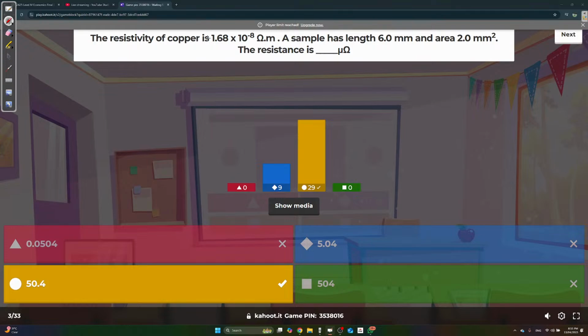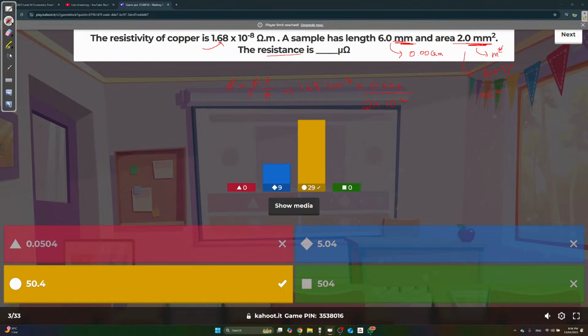Okay. Remember that resistance is rho L over A. Okay? So the resistivity is rho, which is 1.68 times 10 to the minus 8. The length is in millimeters, right? We can't have that in millimeters, so we need to convert this to meters, and it's going to be 0.006 meters. So it's 0.006 divided by the area, which is 2 millimeters squared. So it has to be in what? Remember, it has to be in meters squared. So to make this from millimeters to meters, you do times 10 to the power of minus 3. But since it's squared, you need to convert it by 10 to the minus 6. Okay, so 2 times 10 to the minus 6.